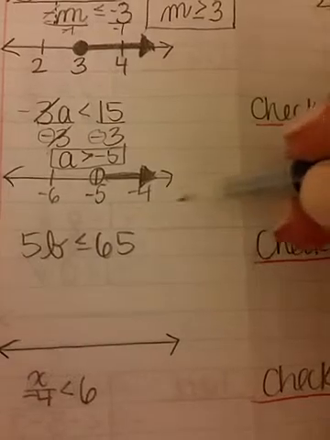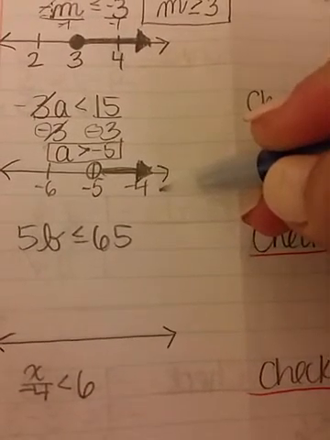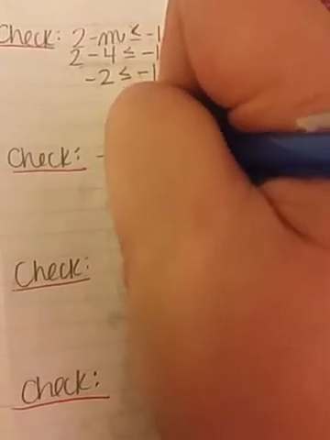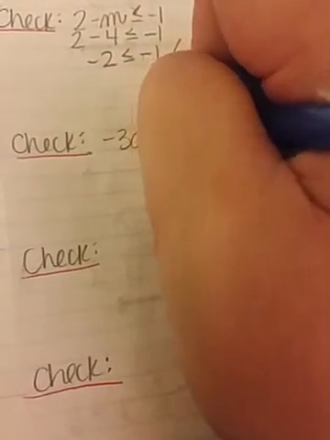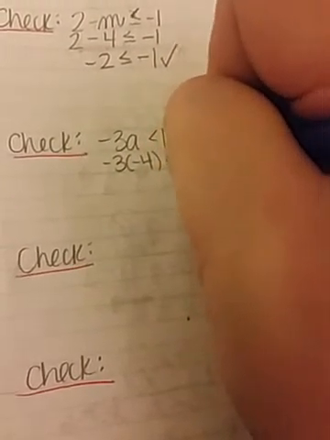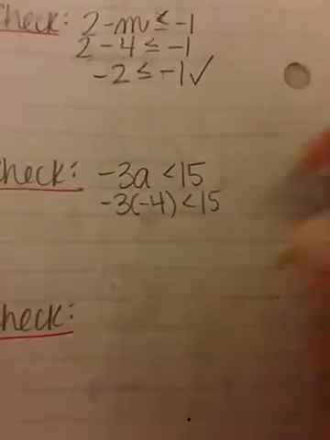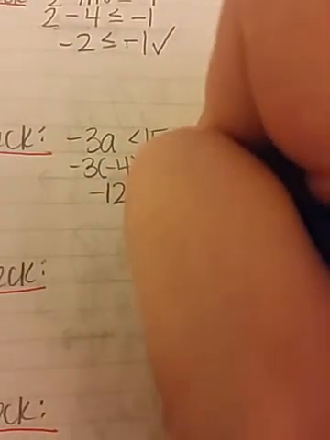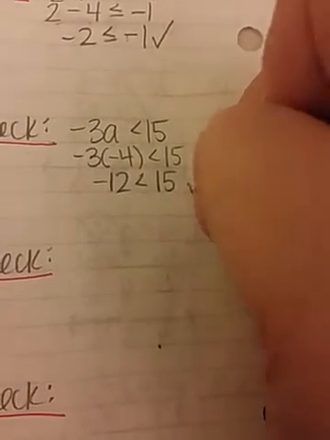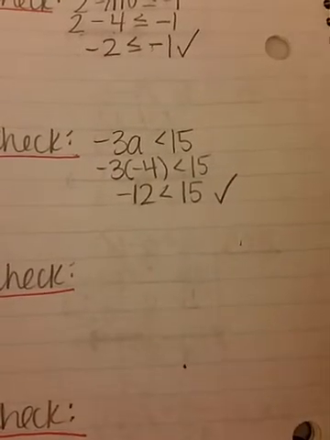And I'm going to substitute -4 into my original to check. -3a is less than 15. -3 times -4 is less than 15. -3 times -4 is 12, which is less than 15, which is absolutely true. Checks out.